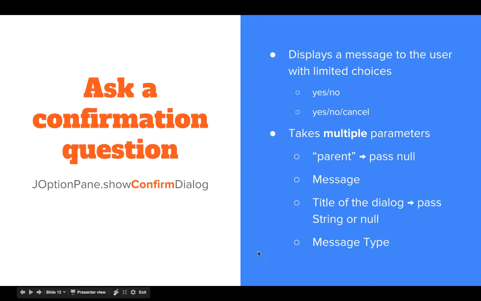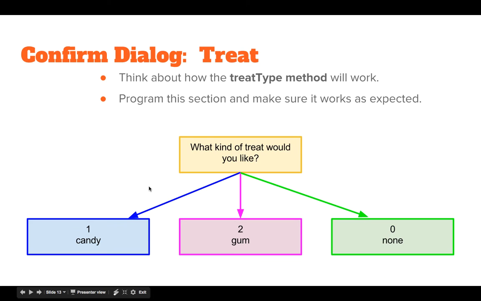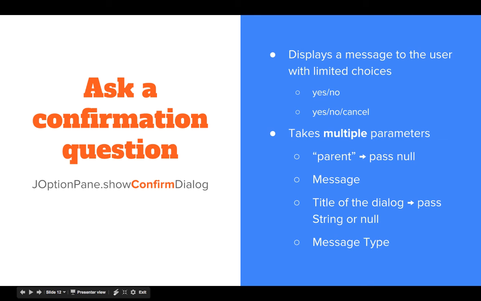And here's the third one, which is to ask a confirmation question. The difference here is the word confirm. So it's going to display a message to the user with limited choices. It can be yes and no, or yes, no, cancel. And it takes multiple parameters. So the parent, you're going to pass the null again, first thing, just like before. Then you're going to have your message, and you have to make sure it's in quotes. Then you can give a title to the dialog, either a string of words, or you can just pass null. And then your message type. So you're going to say if it's yes and no, or if it's yes, no, cancel. And the exact format is all in your material in lesson 4-2.